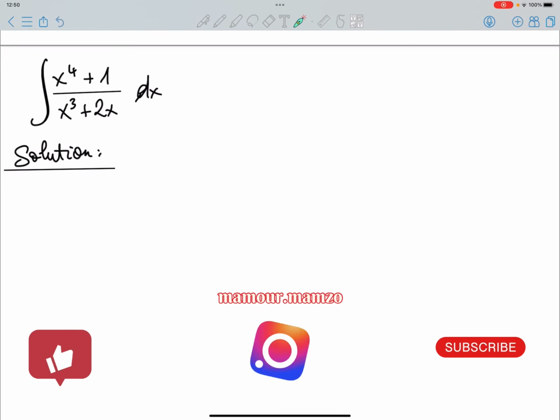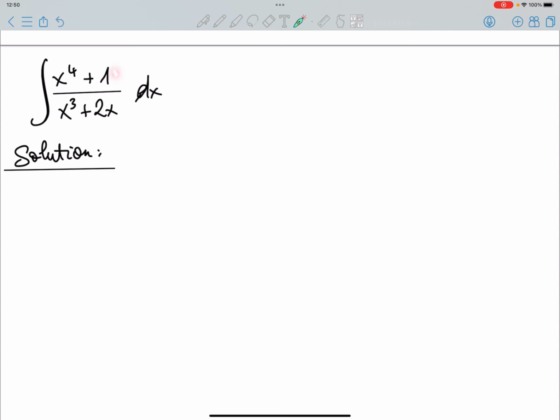Hi guys, in today's video we have an integration. So we want to integrate this function with respect to x. As you can see in this fraction, the degree of the numerator is greater than the degree of the denominator, and that would complicate our integration a little bit. So we want to write this down in such a way that the degree of the numerator is less than the degree of the denominator.